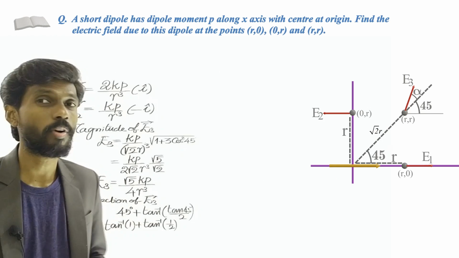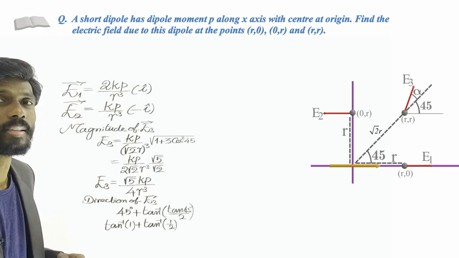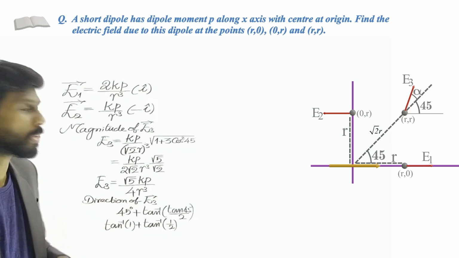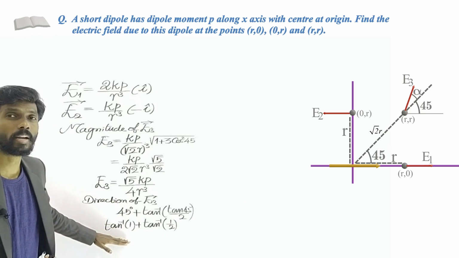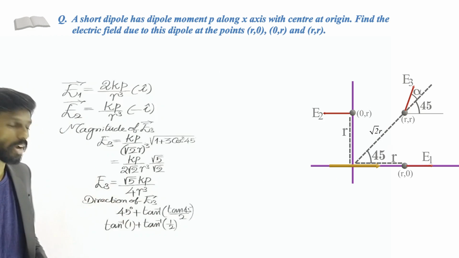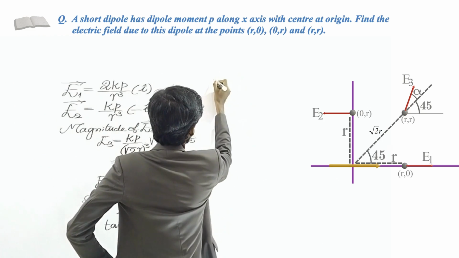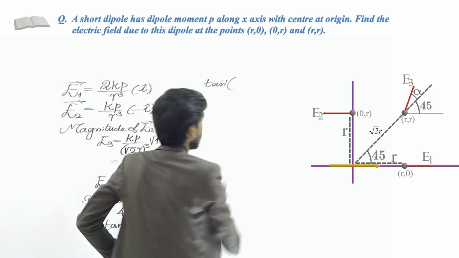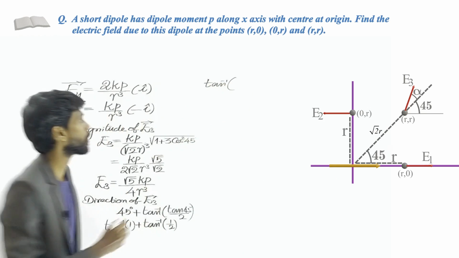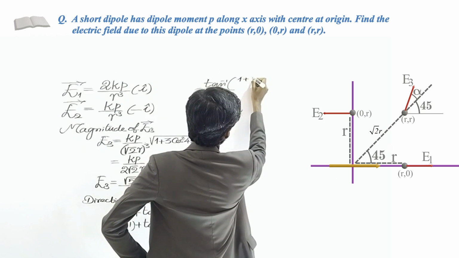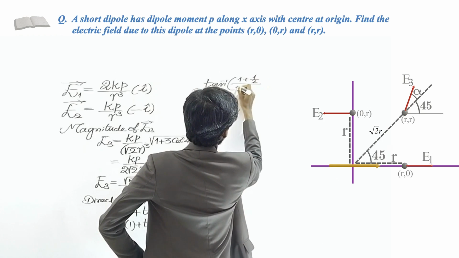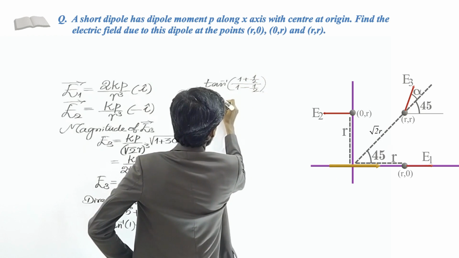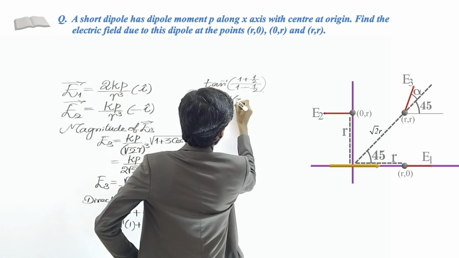Or we can also use the direct trigonometric identities like tan (a plus b). What is tan (a plus b)? Tan a plus tan b by 1 minus tan a tan b. Or if you remember this inverse trigonometric formula, tan inverse x plus tan inverse y, this is the formula. So that is tan inverse of (x plus y) divided by (1 minus xy). So x plus y is 1 plus 1 by 2, divided by 1 minus xy, xy is 1 minus 1 by 2. So that is tan inverse of 3.